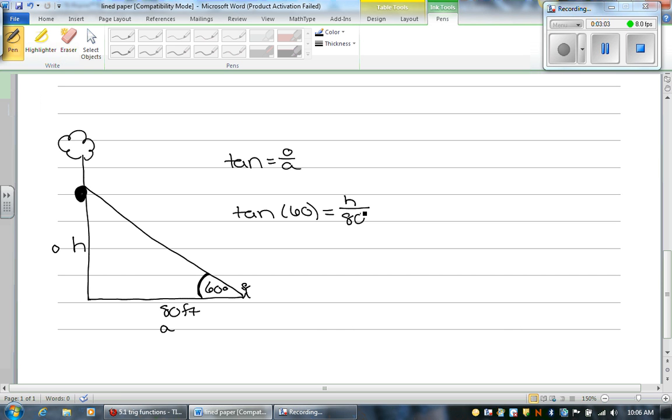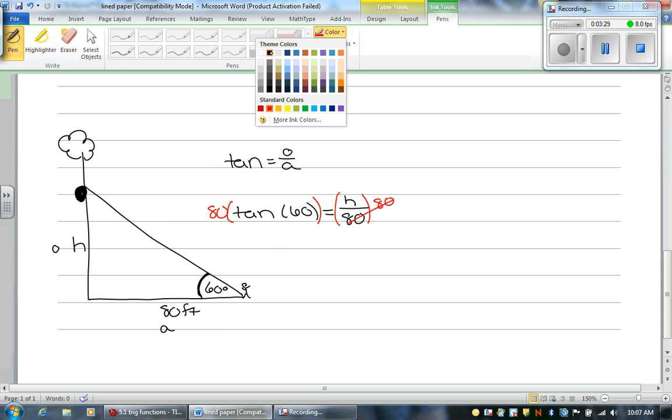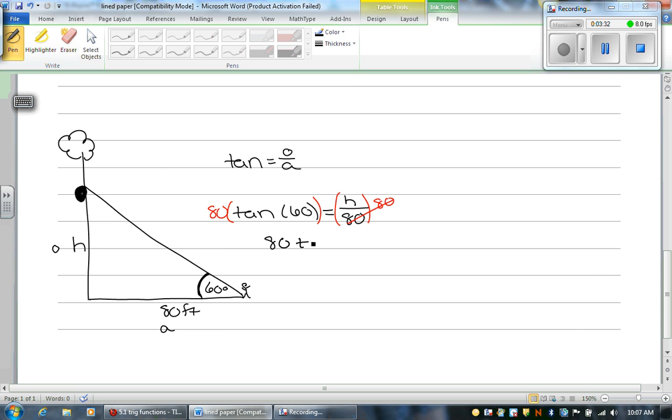So what we need to do is solve this trig equation. It's just a regular equation. If I wanted to solve for h and this was one number, say it was just 60, how would I solve it? The goal is to get this h alone. What we can do is multiply both sides by 80 so that we get 80 times tangent of 60 equals h.